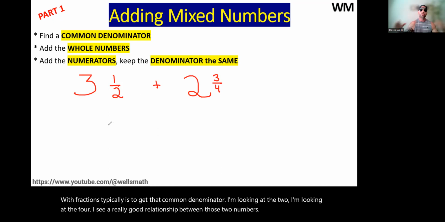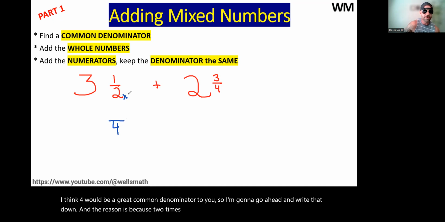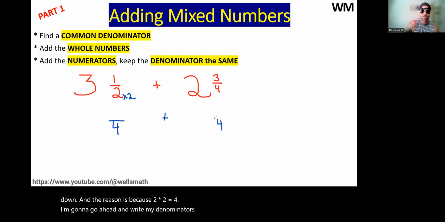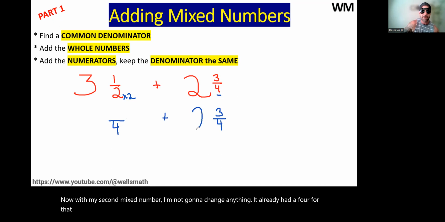I think 4 would be a great common denominator to use. So I'm going to go ahead and write that down. And the reason is because 2 times 2 equals 4. I'm going to go ahead and write my denominators. Now with my second mixed number, I'm not going to change anything. It already had a 4 for that common denominator. So that mixed number is going to stay exactly like it is, 2 3/4.